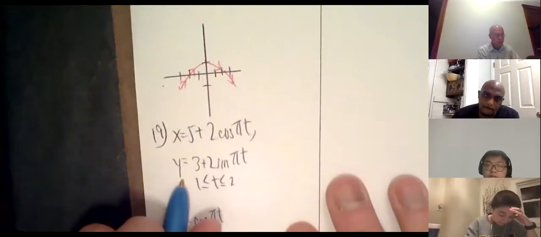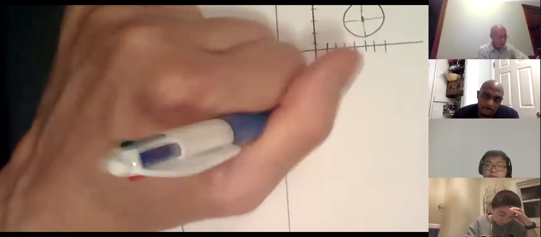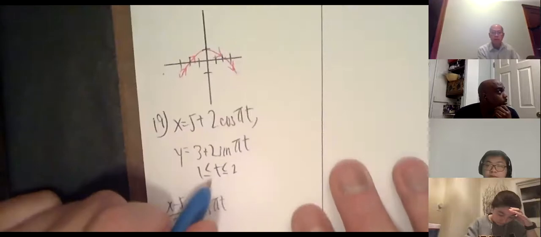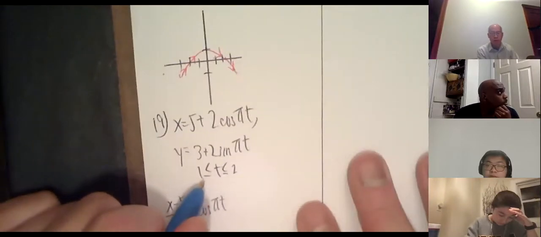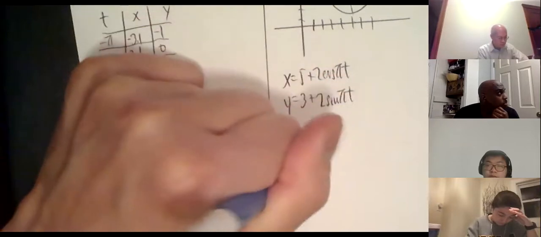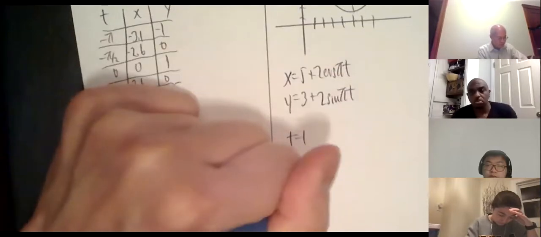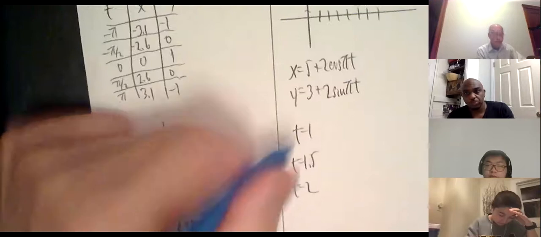But now let's analyze this a little further. Okay, so let me rewrite here. x equals 5 plus 2 cosine pi t. y equals 3 plus 2 sine pi t. Okay, we're going from 1 to 2. So how about I plug in 1, 1.5, and 2? So t equals 1, t equals 1.5, t equals 2.